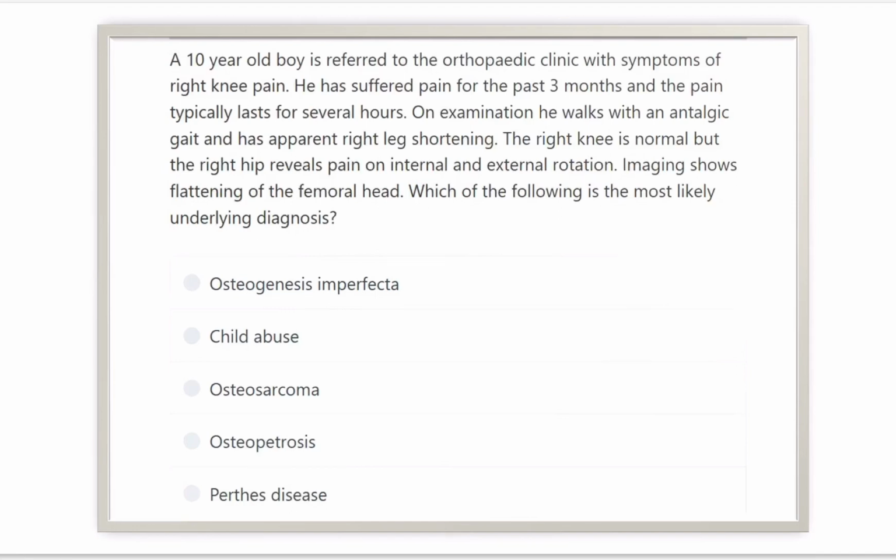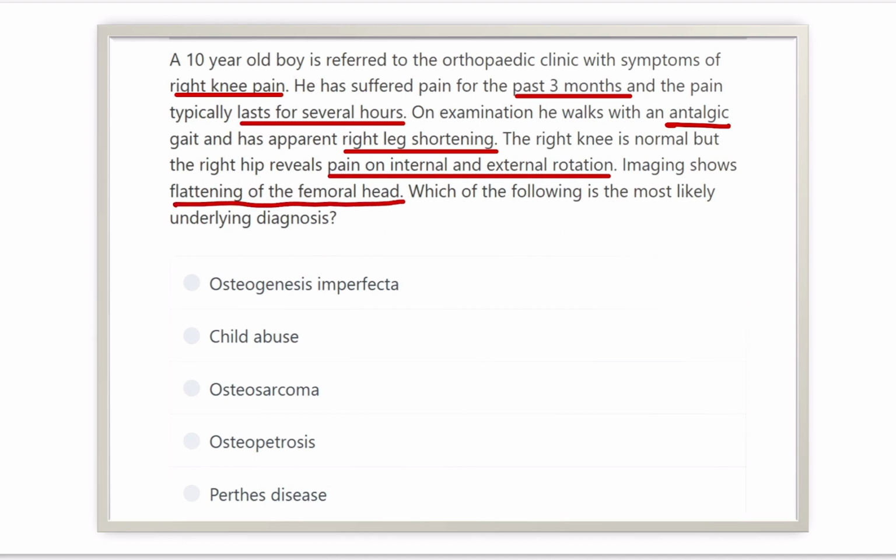A ten-year-old boy is referred to the orthopedic clinic with right knee pain. He has suffered from pain for the last 3 months, and the pain typically lasts for several hours. On examination, he walks with an antalgic gait and has apparent right leg shortening. The right knee is normal, but the right hip reveals pain on internal and external rotation. Imaging shows flattening of the femoral head, which is the most likely diagnosis.